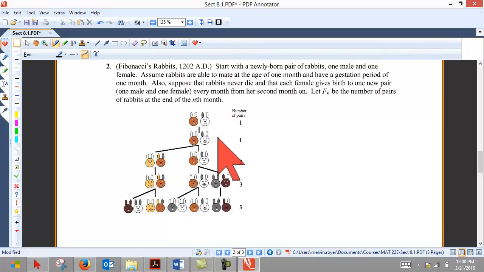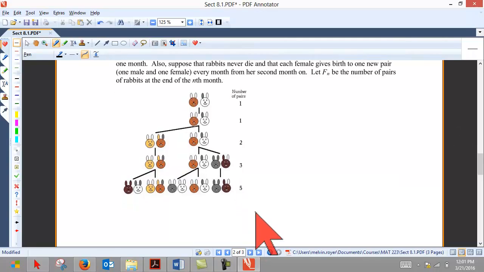So here's a picture that shows after the second month, you still have one pair. They've just grown up. And now then, here's the original pair plus first set of babies. And you see numbers going 1, 1, 2, 3, 5. And the next one would be, have you seen this before, the Fibonacci sequence? Okay.